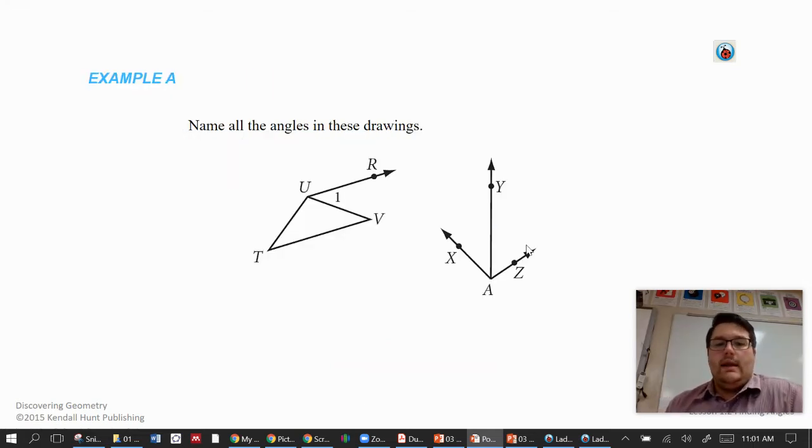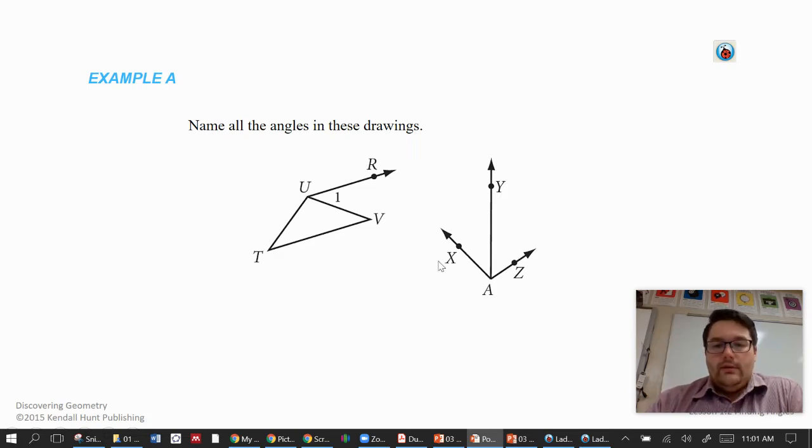So if we wanted to name all of the angles in this drawing, there are a couple of different things we could do. First of all, if I wanted to name an angle like this one here, I could name it something like UTV, again making sure that vertex is in the middle. UTV or VTU. Now, in this case, because it's not going to be confusing, there's only one angle there, I could just call this angle T. That would be fine in this case.